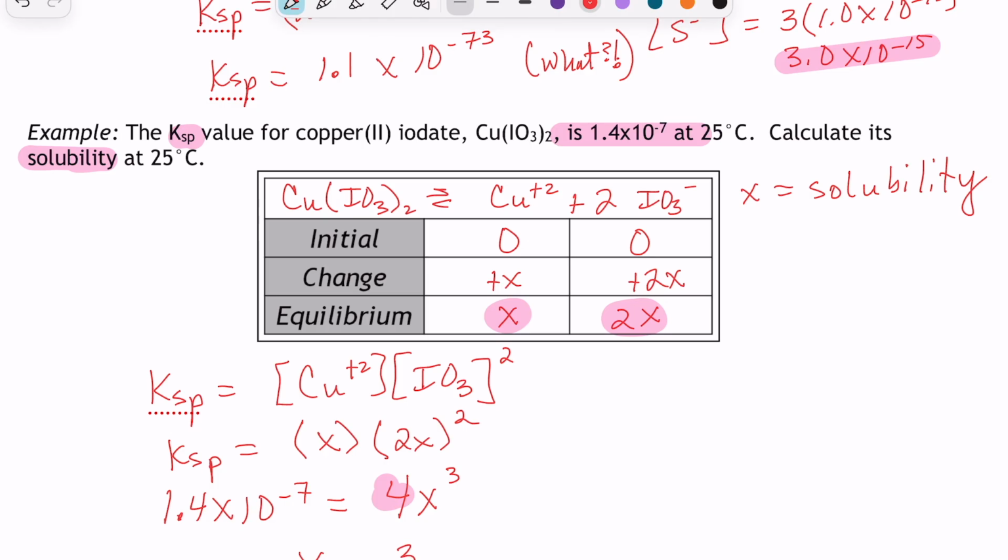Okay, when we do the math, we get x is equal to 3.3 times 10 to the -3 moles per liter. Okay, so that tells us the solubility. That is the maximum amount of solute that can dissolve per liter.